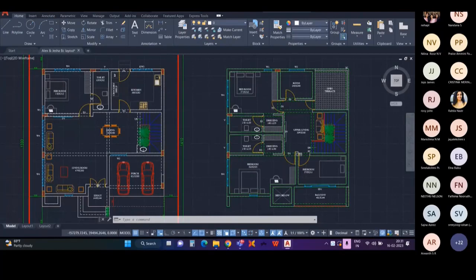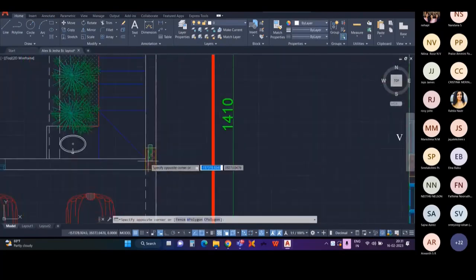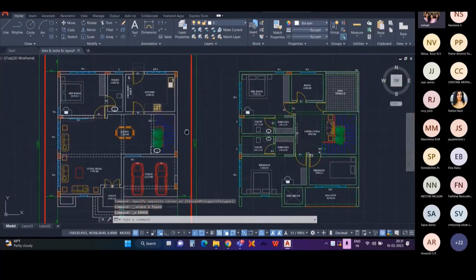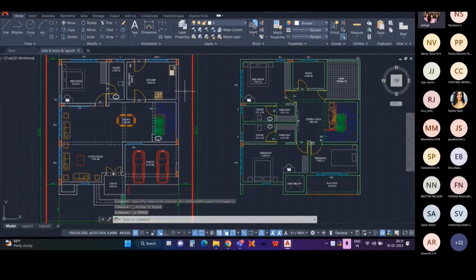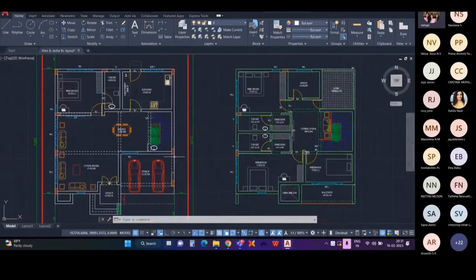I have already placed a column. Okay, here we have already placed 3 columns at the corners. First corner, second corner, and the third corner. That is here, it's a parking, and this is the corner of the building of the ground floor. So we have also placed a column here too.